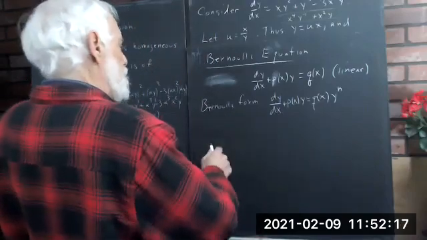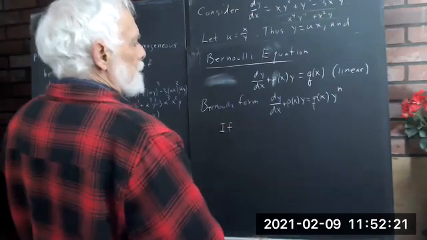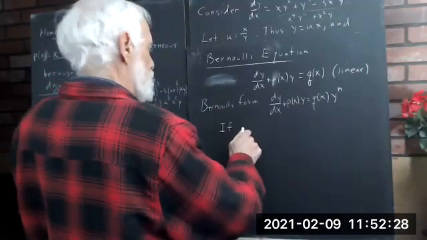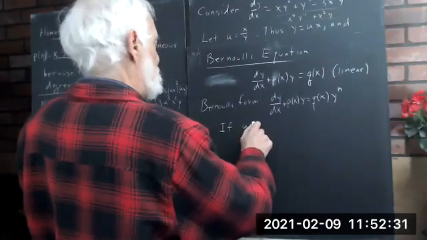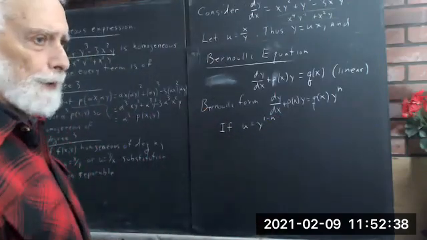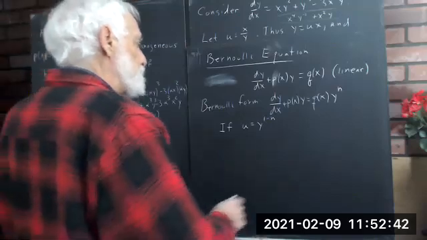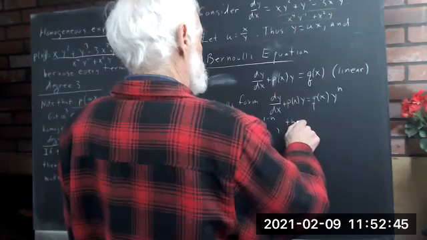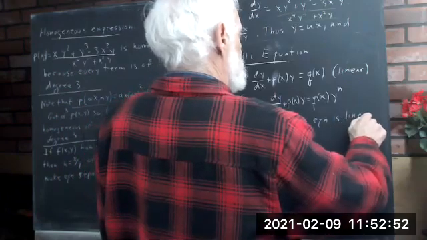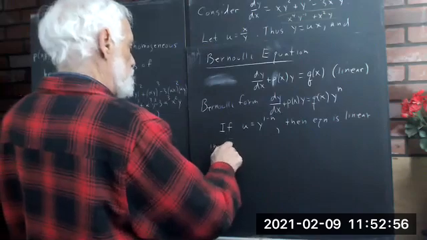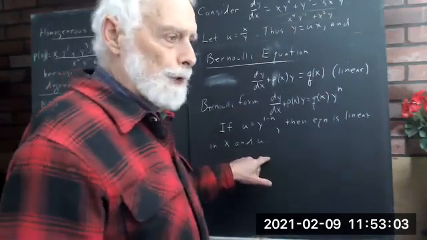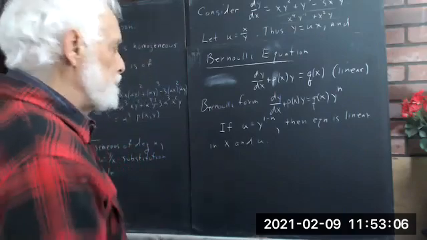Okay, straightforward idea. I believe your book uses U for this. The book I used before used V, so forgive me if I screw that up. If u equals y to the 1 minus n, then the equation is linear in the variables x and u. Okay, let's see how this works out.